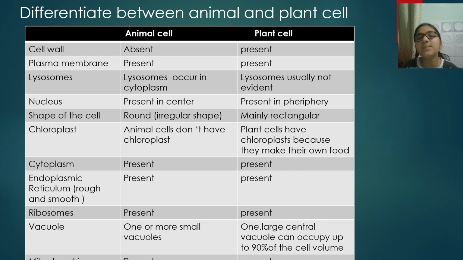अगर हम vacuole की बात करें, animal cell में one or more small vacuoles present होते हैं. If we talk about the plant cell, तो one large central vacuole होगा, जो can occupy up to 90% of the cell volume.